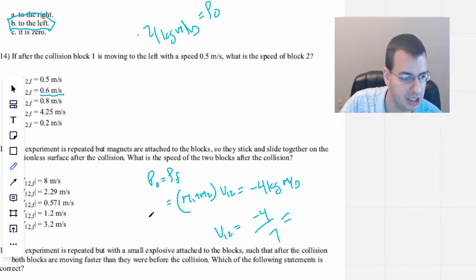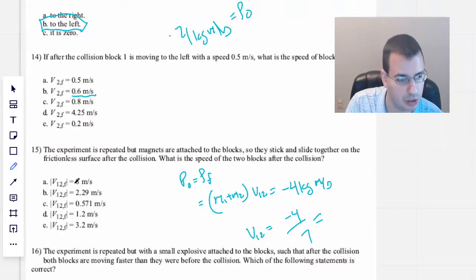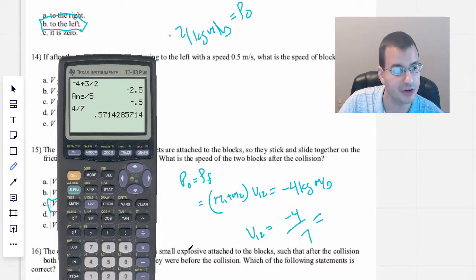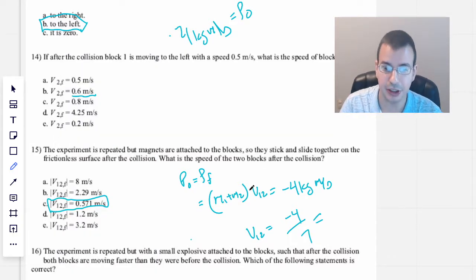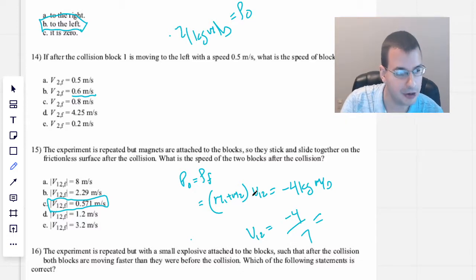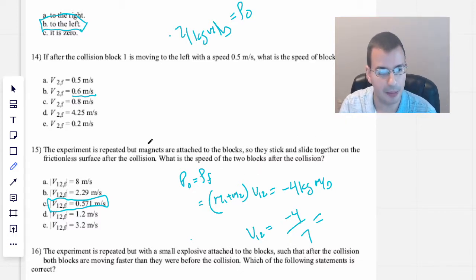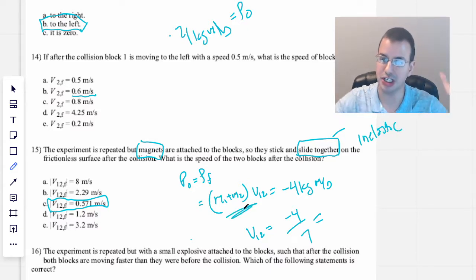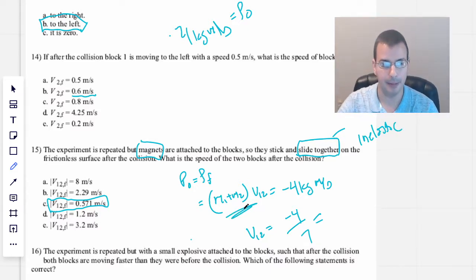So that's going to be, I think this one right here, 571. That looks about 4 divided by 7. 4 divided by 7. 571. Okay. So that one is pretty straightforward. Basically, the tricky part of this question is the magnets cause them to slide together, which basically means completely inelastic, which means you can get this equation where you just combine the two blocks into one single block.